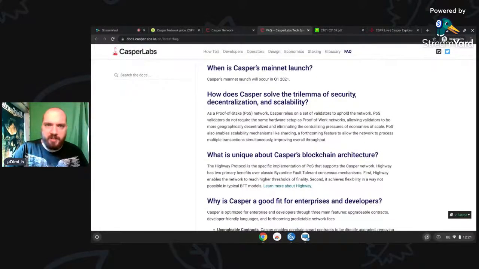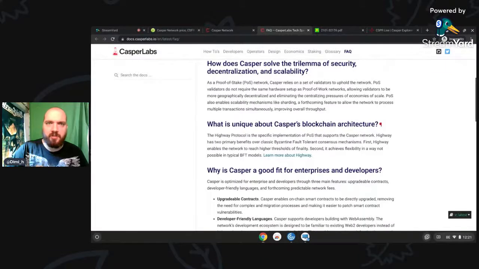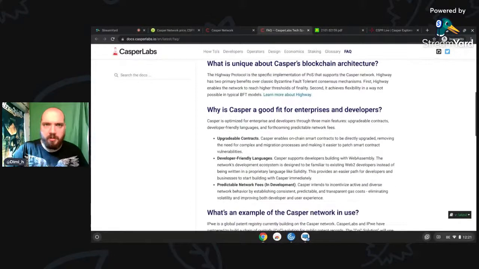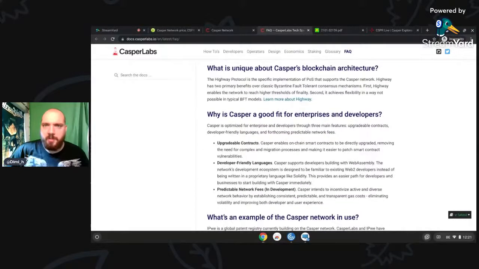First quarter, so mainnet has been launched, solves the trilemma of security, decentralization, and scalability. Well, proof of stake is indeed a very fair consensus protocol to implement, so that's a good choice. Well done. What is unique about Casper's blockchain architecture? It supports Casper Highway S2, okay.